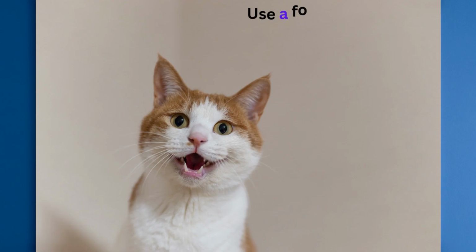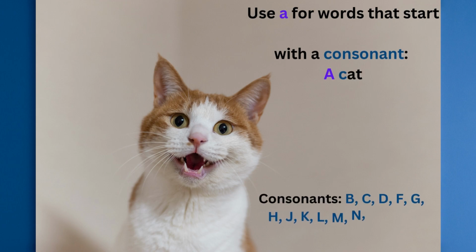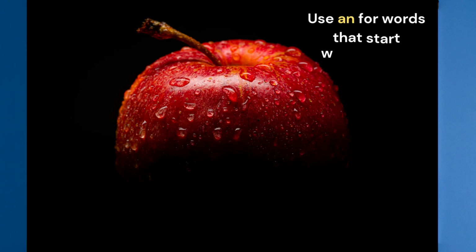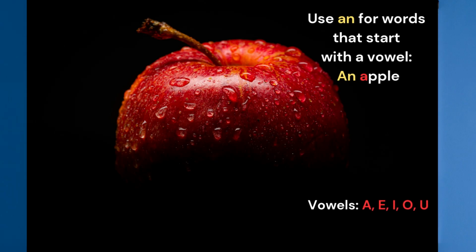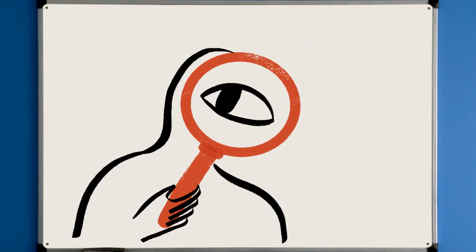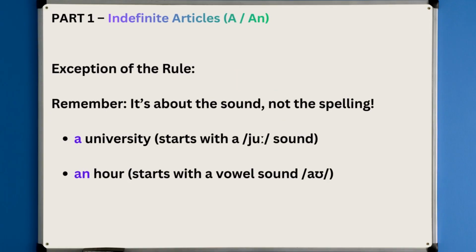You might have noticed that we use the article a for words that start with a consonant, a cat, and we use the article an for words that start with a vowel, an apple. That is correct. However, there is a little exception. Sometimes it's about the sound and not the spelling.